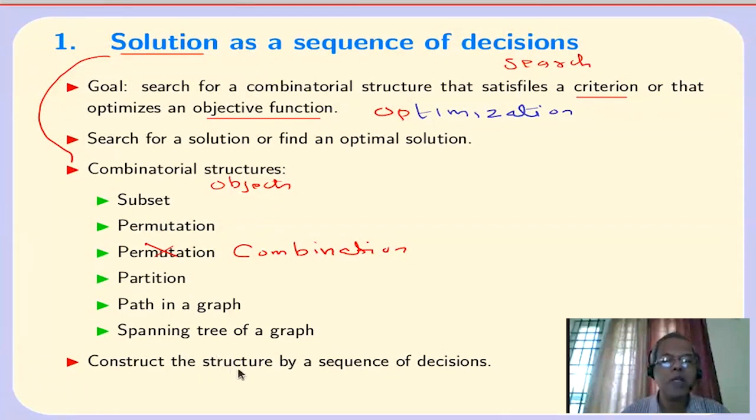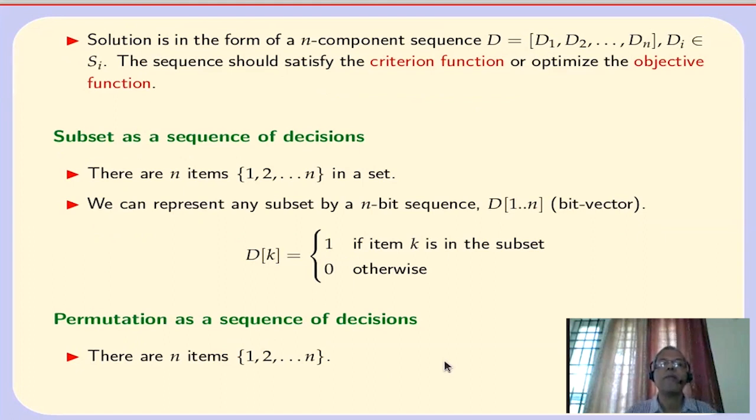We can construct the combinatorial structure by a sequence of decisions. The solution is in the form of an n-component sequence. D is a solution. D is a sequence consisting of n components, D1, D2, D3, and so on, Dn, where every Di comes from a set Si. So this solution sequence should satisfy the criterion function in the case of a search problem, or optimize the objective function in the case of an optimization problem.